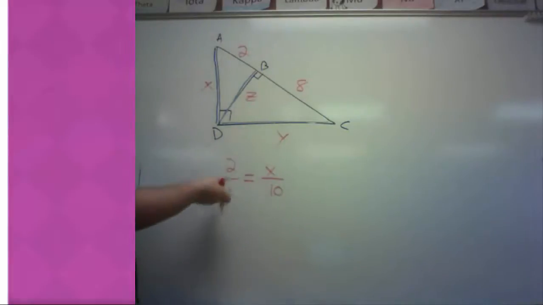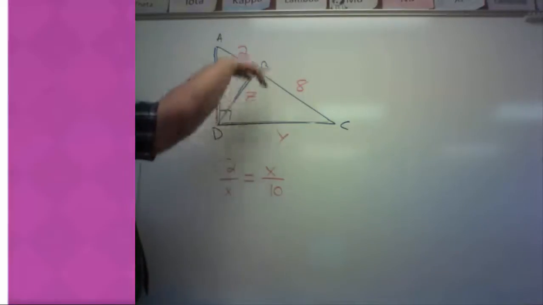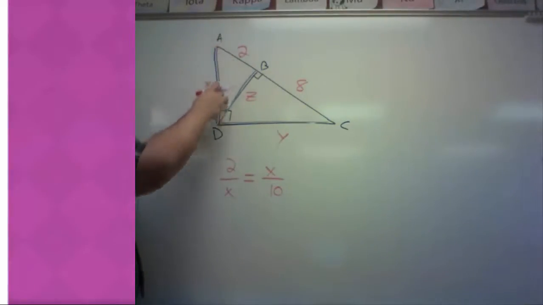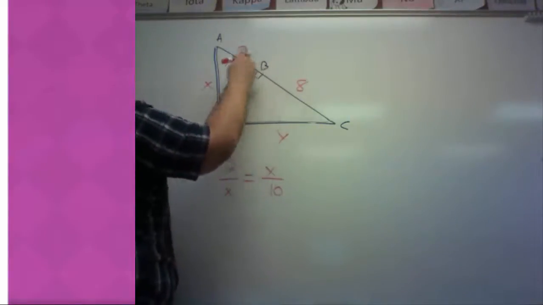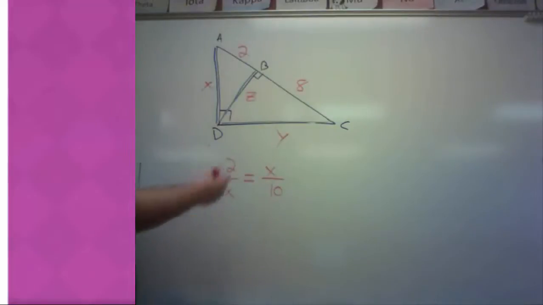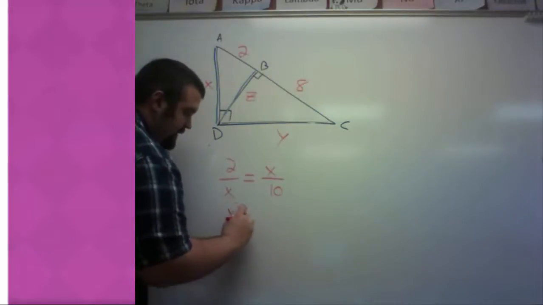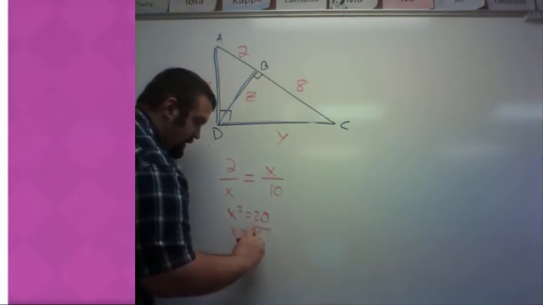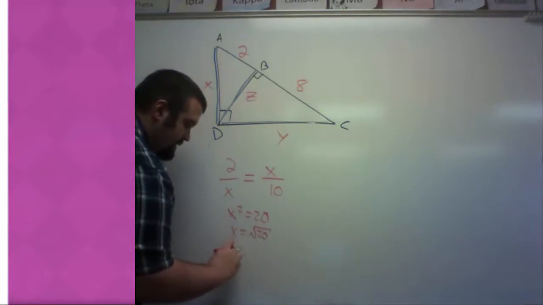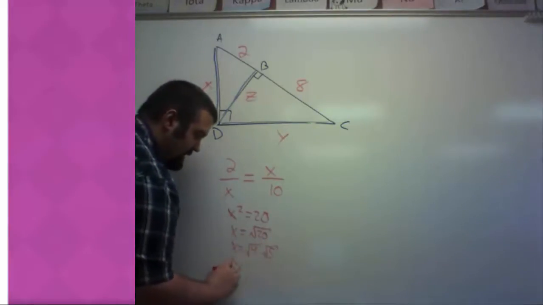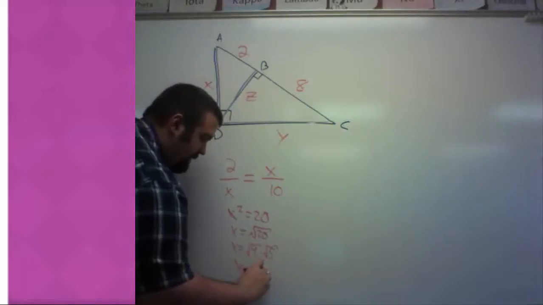So again, X, geometric mean. So I put it bottom left, upper right. 2 is the part closest to X of the hypotenuse. And remember, the hypotenuse is always across from the right angle. So 2 is the part closest. 10 is the full length, so I put it down there. At this point, it's just solve. X squared equals 20. X equals square root of 20, which if done correctly, I believe is X equals square root of 4 times the square root of 5, or X is 2 square root of 5.